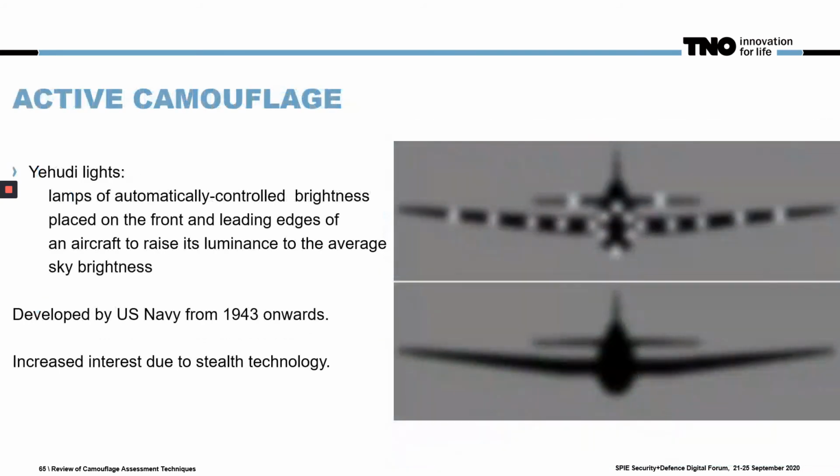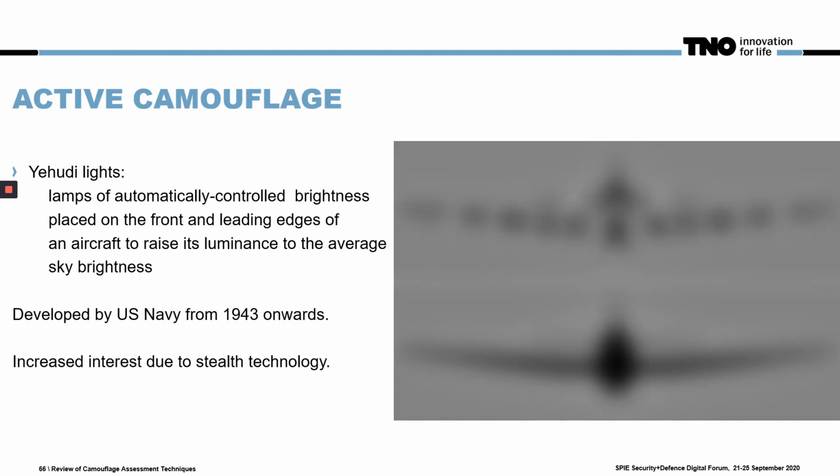Adaptive and dynamic camouflage goes back to the end of the Second World War, when the US Navy developed the so-called Yehudi lights, which are lamps placed on the front of an aircraft that automatically adjust their luminance to the average sky brightness. Simulating view from large distance by blurring the images shows the overall contrast reducing effects when the lights are turned on.